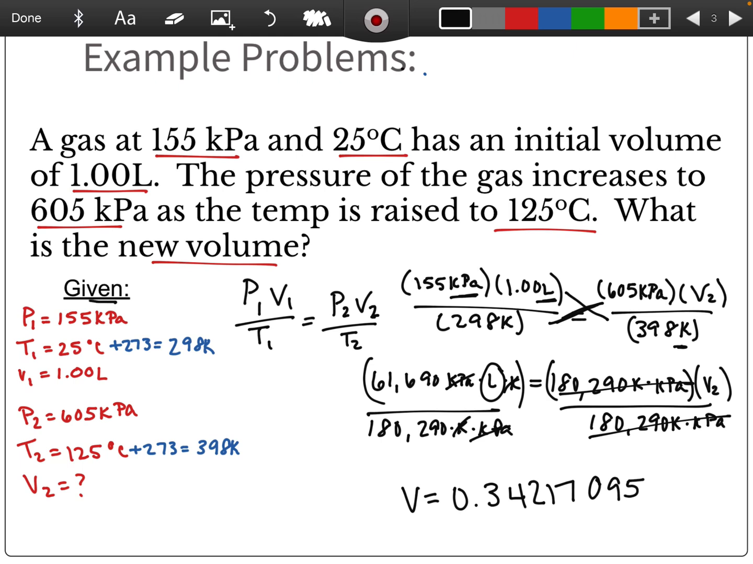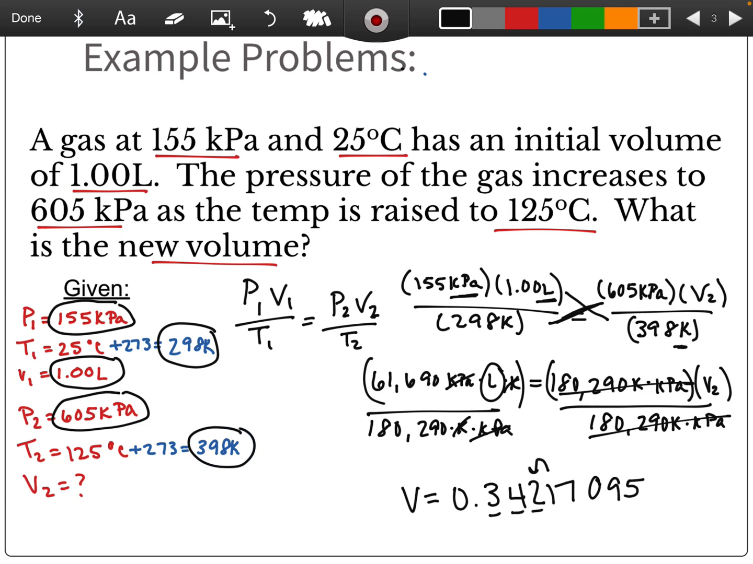If we look at the numbers in the problem, 155 has 3 sig figs, 298 has 3, 1.00 has 3, 605 has 3, 398 has 3, so we're going to keep 3 sig figs. The 1 is not going to cause the 2 to round up, so we would cut all of these numbers off and end up with 342. And remember the only unit that didn't cancel out was liters, so we're going to end up with 0.342 liters. That would be our second volume based on this scenario.